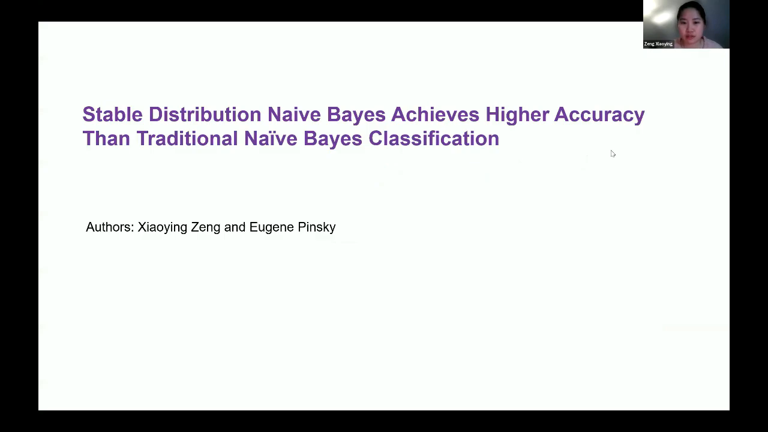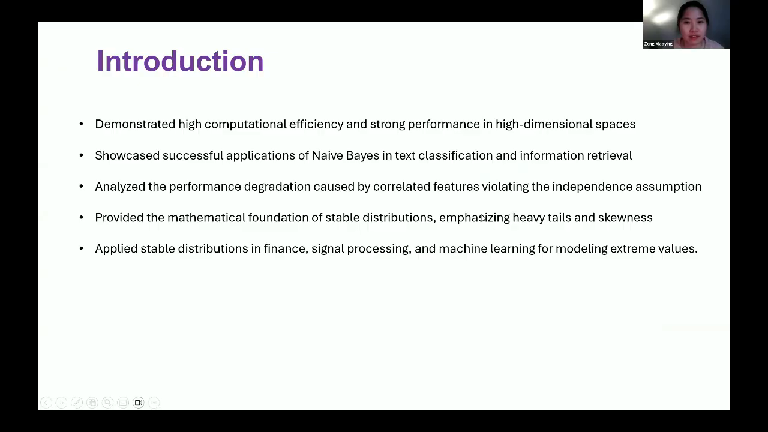I have two papers to present, and this is my first paper. The finding is that Stable Distribution Naive Bayes achieves higher accuracy than a traditional Naive Bayes classifier. There has been a lot of research on this model. It demonstrates high computational efficiency and strong performance in high-dimensional space, and it can also be applied in text classification and information retrieval.